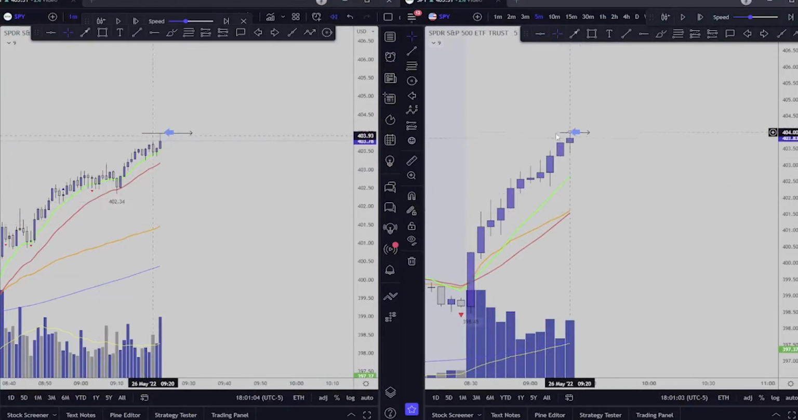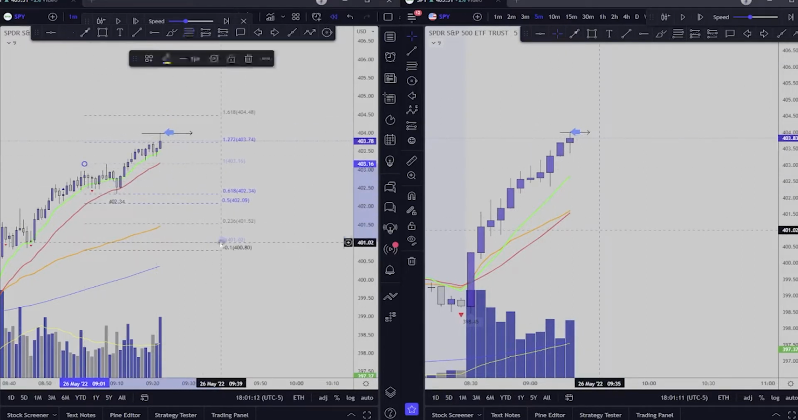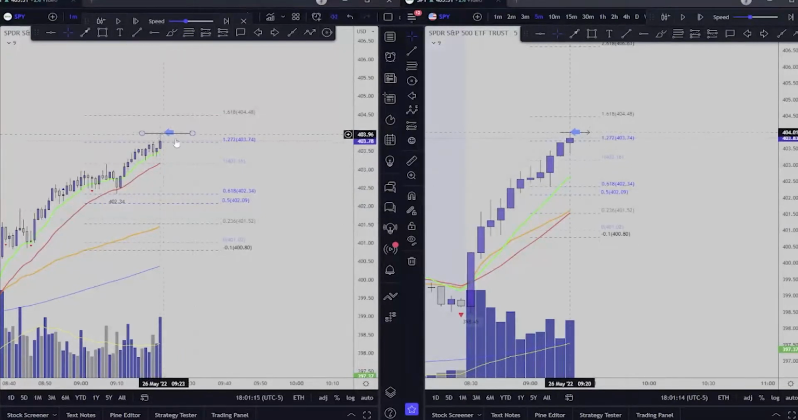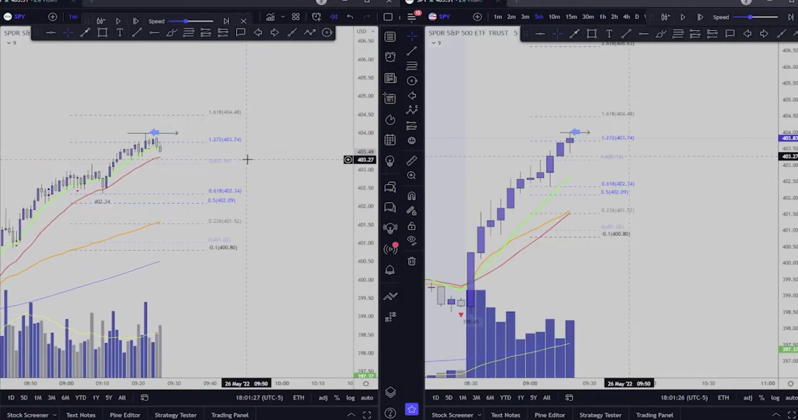So now that we hit the 1.272, let me go ahead and place that back on here. I'm going to look for a retracement, right? Because this has already hit the target. So I'm not going to expect this to keep on running right away, but rather for a target to provide some sort of resistance as well. So let me go ahead and just play through.